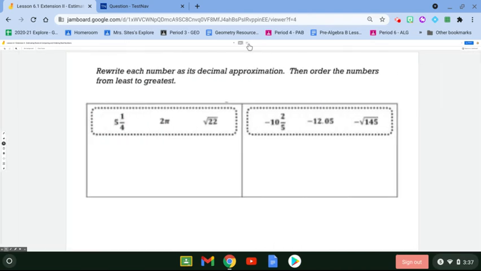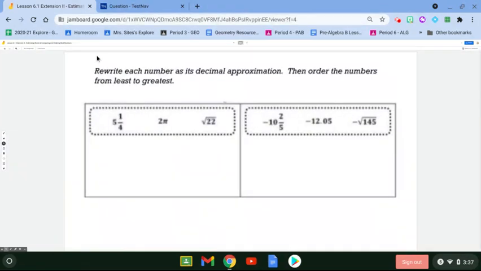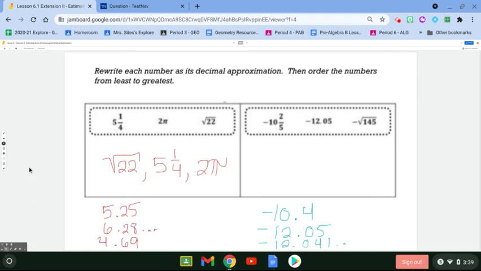Ordering these is also the same. So we want to make sure we put these numbers in order from least to greatest by first comparing with their decimal approximations. So right now, take some time and put these numbers into their decimal approximations, and let's see if we put this in correct order from least to greatest. Okay, so when we're starting to take a look to see if we got these right, 5 and 1/4 would be 5.25. 2 pi is 6.28 something, and keeps going. And the square root of 22 starts out at 4.69, and that keeps going on forever.